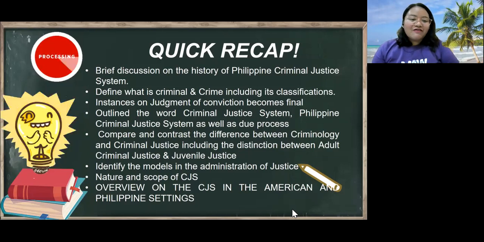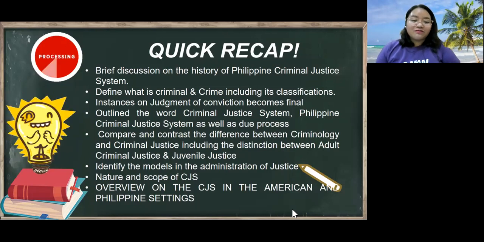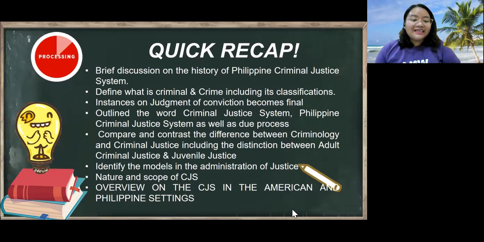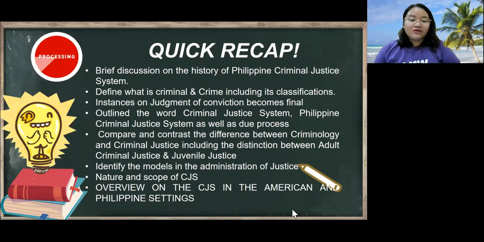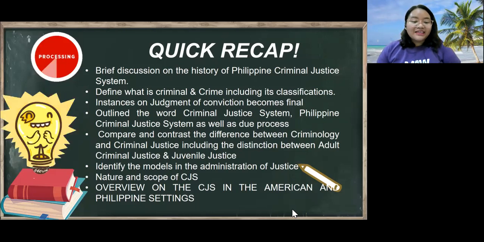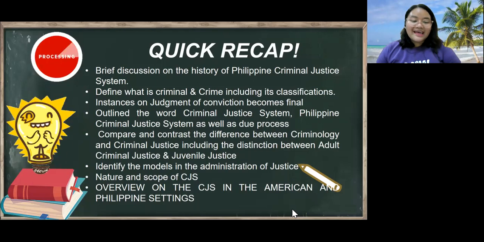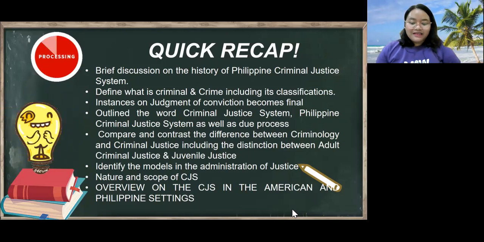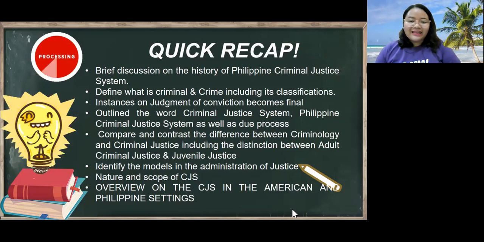justice system, defining what is criminal and crime, including its classification, the instances when a judgment of conviction becomes final, and outlining the terms criminal justice system, Philippine criminal justice system, as well as due process; comparing and contrasting criminology and criminal justice, including the distinction between adult criminal justice and juvenile justice; identifying the models in the administration of justice, the nature and scope of the criminal justice system, and the overview of the criminal justice system in the American and Philippine settings. Okay, so let's proceed.